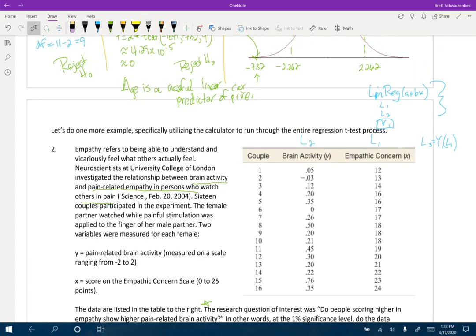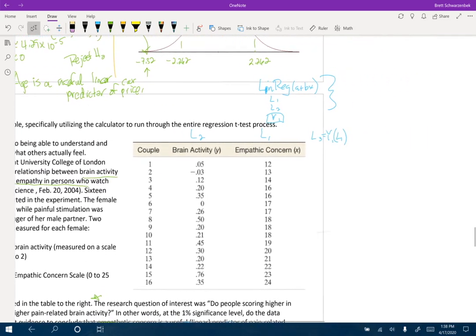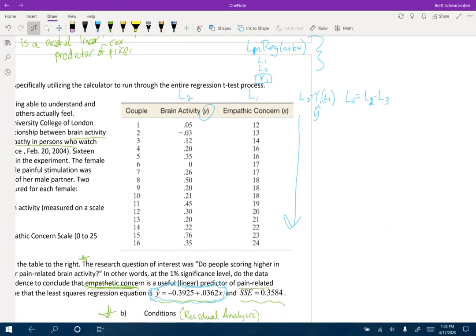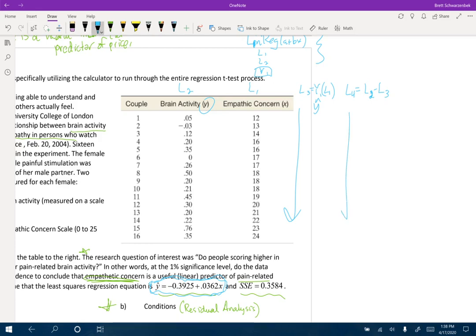So if you do that, then you can go into the list and do L3 equals Y1 of L1. And then you're going to do L4 equal to L2 minus L3. So Y minus Y hat. So once you do that, for the scope of your problem, you're going to have all your residuals there.